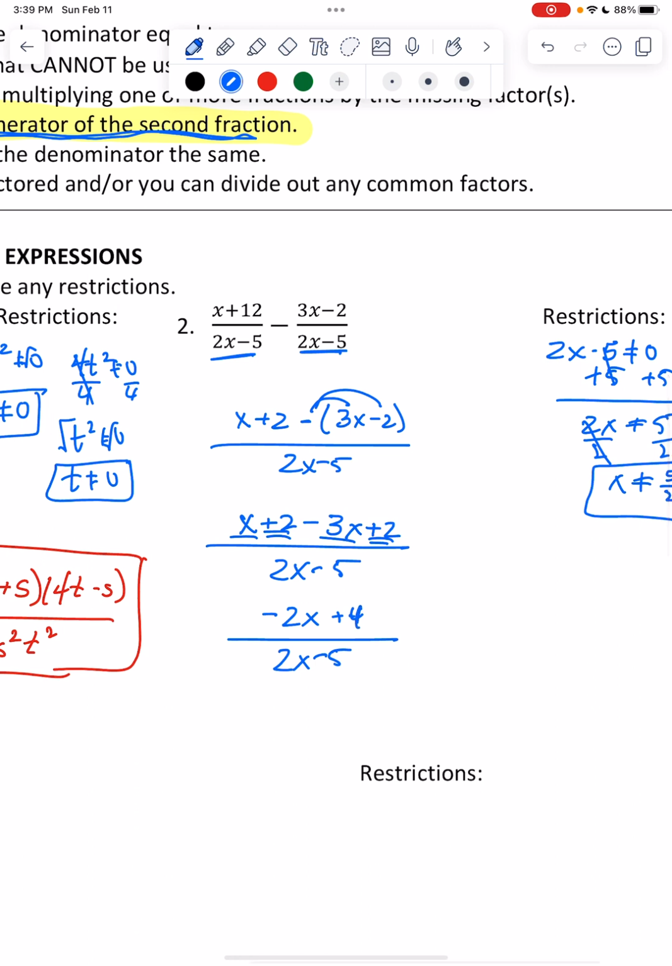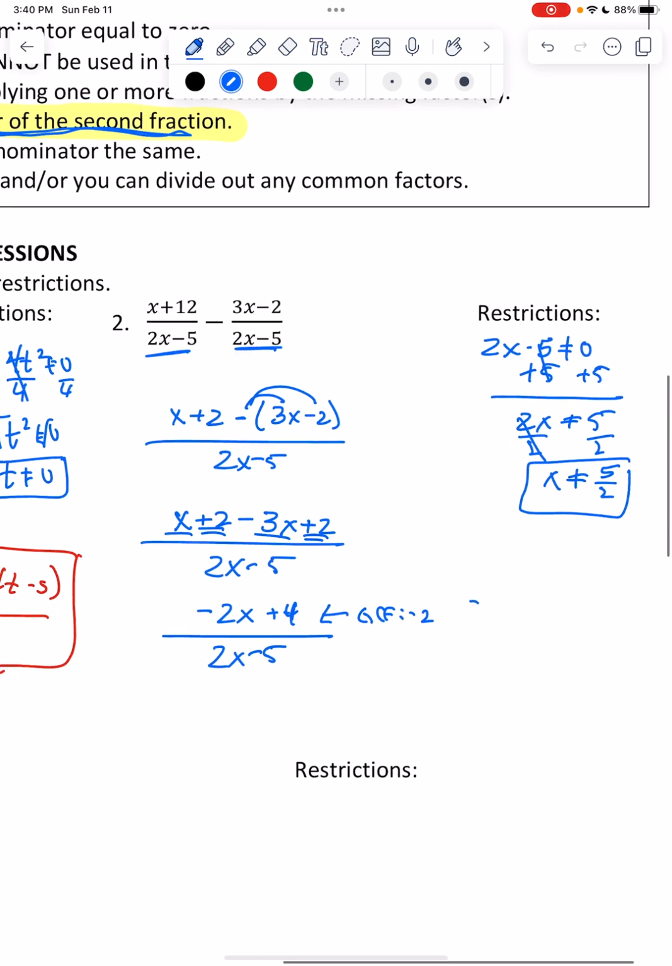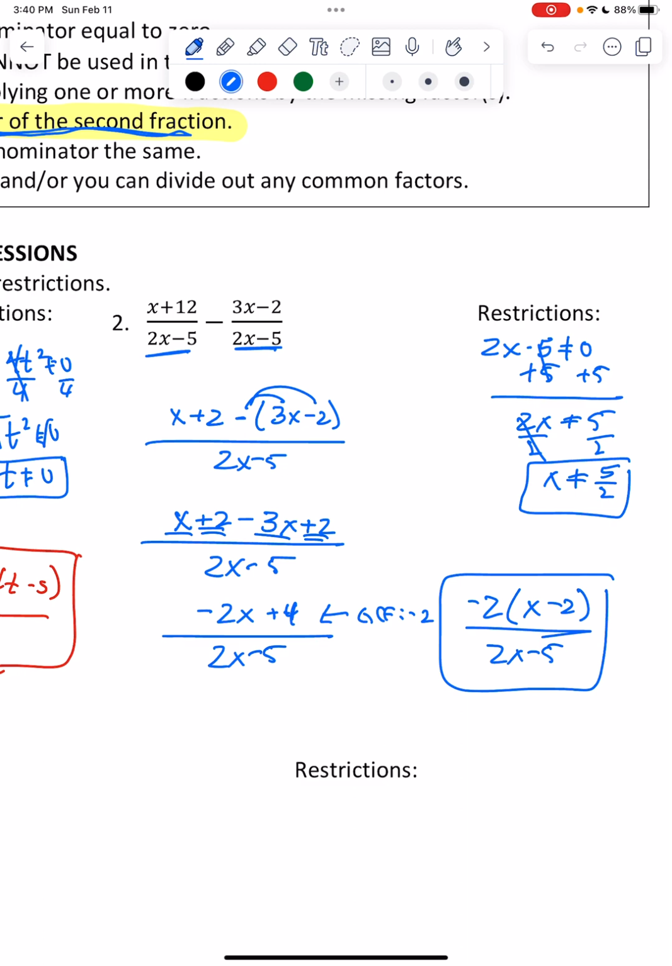Okay. And then this has a GCF that we can take out of negative 2. So if we take out negative 2, that would change those signs. And then 2x minus 5 on the bottom. So that's what we're working with there. Okay?